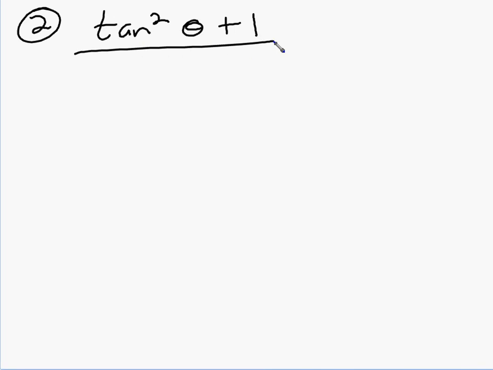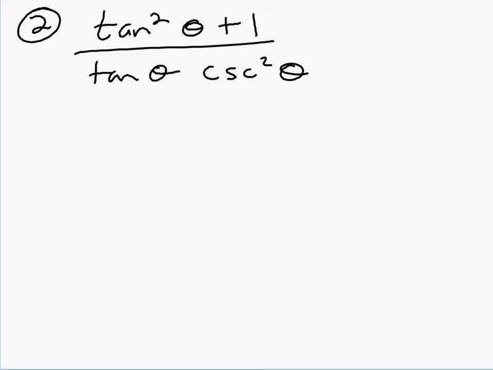Let's say that I have, we'll call this one number 2, tangent squared theta plus 1 over tangent theta cosecant squared theta. Okay, and we're going to do this like a matching problem again.